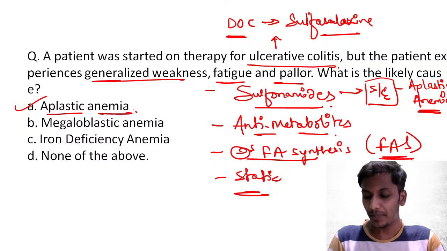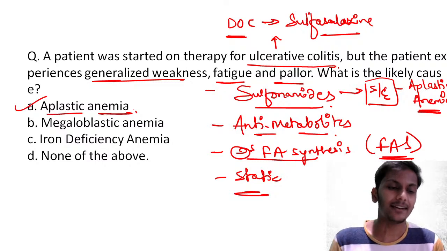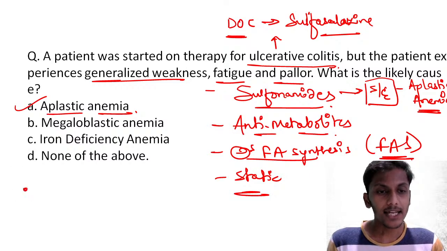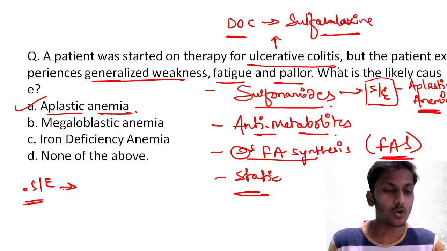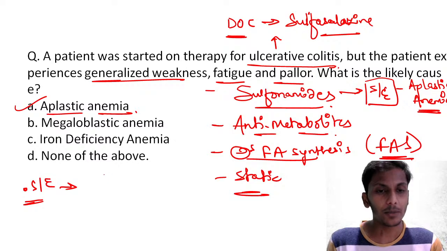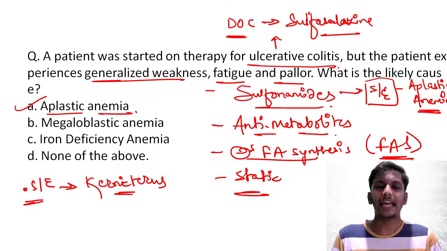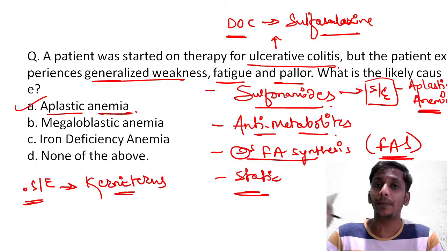Okay, so please remember aplastic anemia is the most characteristic side effect of sulfonamides which is seen. Okay, and this is the answer. The other important side effects that you need to know about sulfonamides, guys, apart from aplastic anemia, are your kernicterus. Okay, it causes bilirubin displacement. What happens is it causes accumulation or deposition of bilirubin in the basal ganglia.